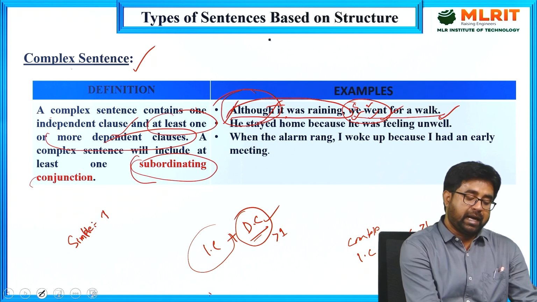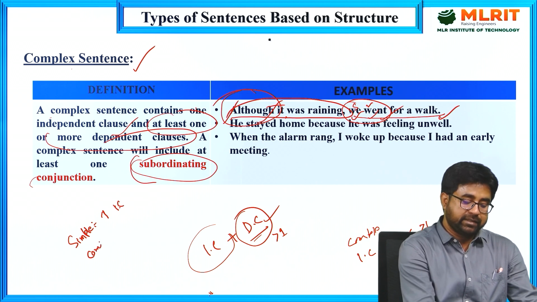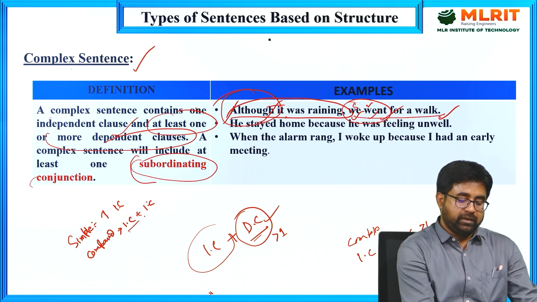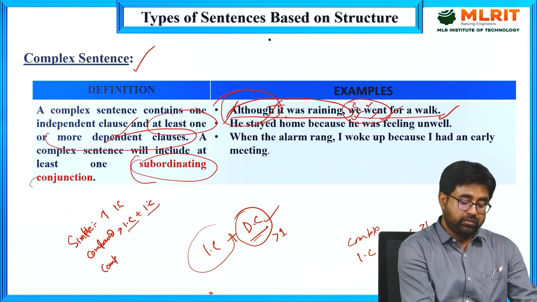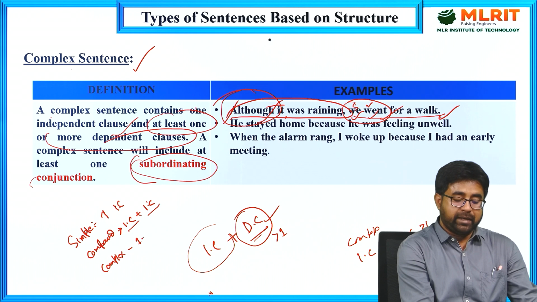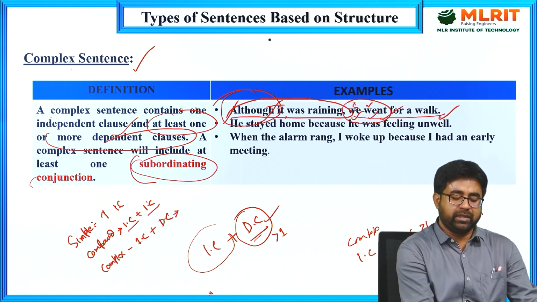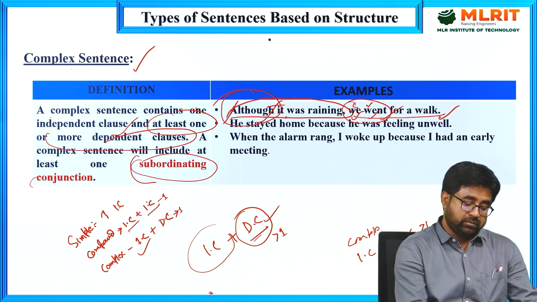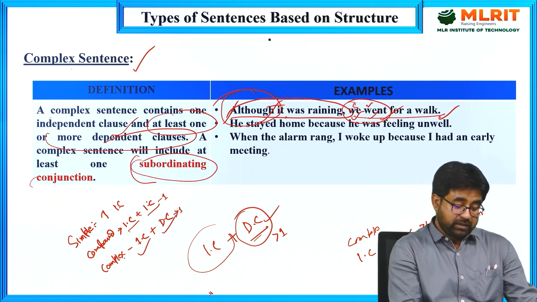Only one IC would be there, right? Now what is a compound sentence? Minimum 2 IC plus IC. And what is a complex sentence now? 1 IC plus minimum 1 DC. It can be more than 1 also. Here also it can be more than 1. So this is the complex sentence.